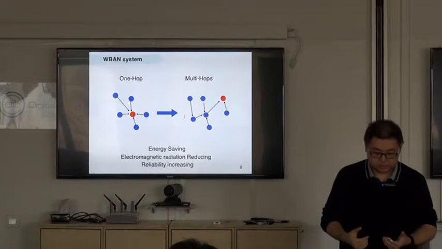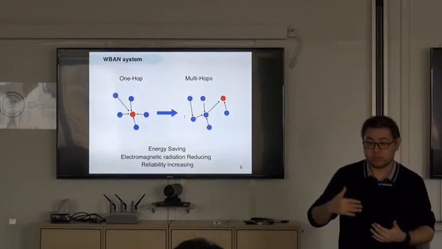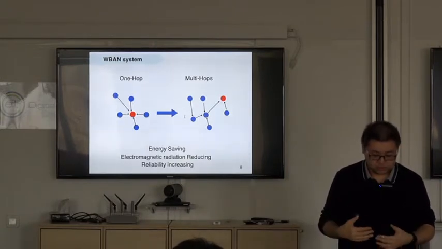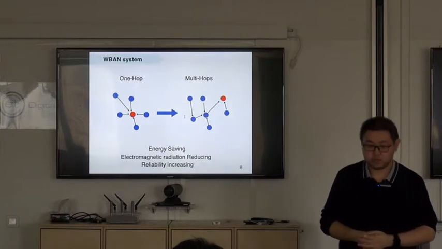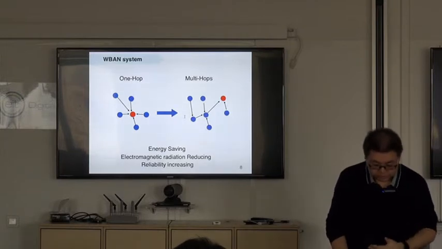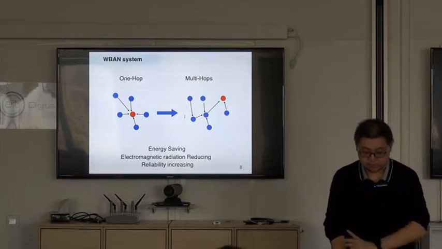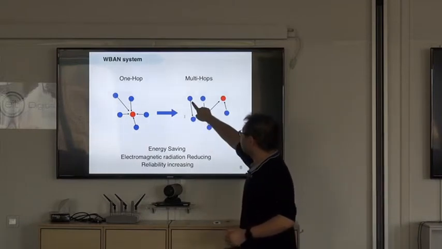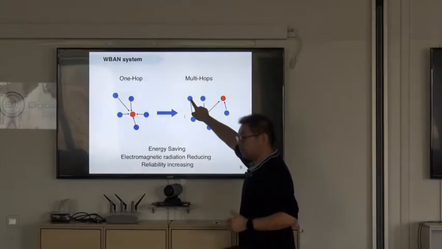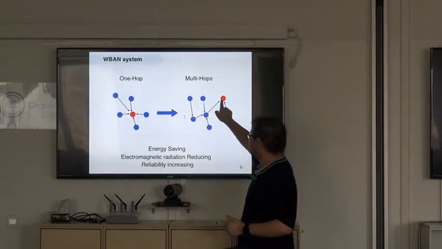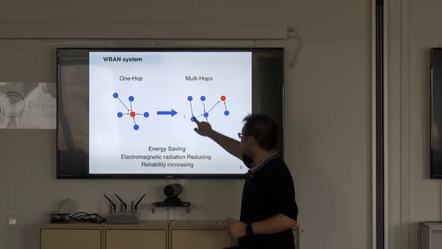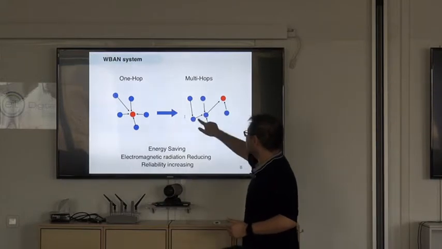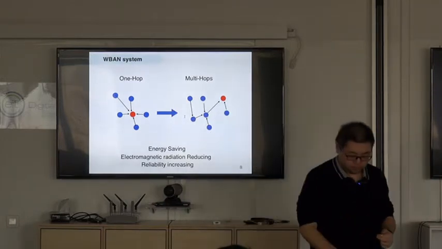By doing this, we can save some energy by reducing the transmission power, and we can also reduce the radiation to the human body. And we can also increase the reliability, because if a node sends a message, for example here, this one has no direct connection to the sink. So it can send to this one, and this one will send it on, hop by hop, to the sink.